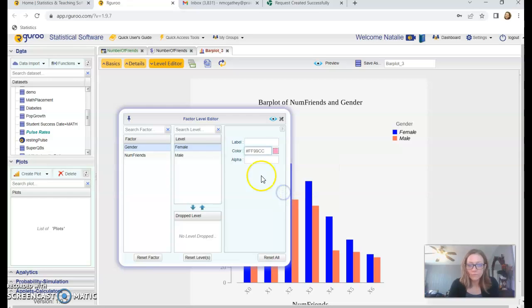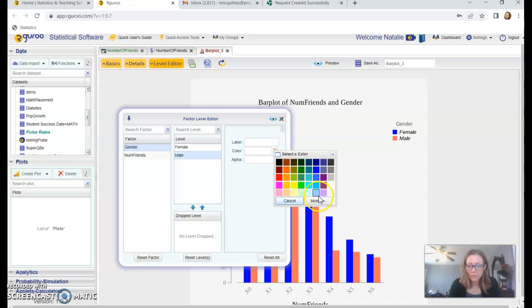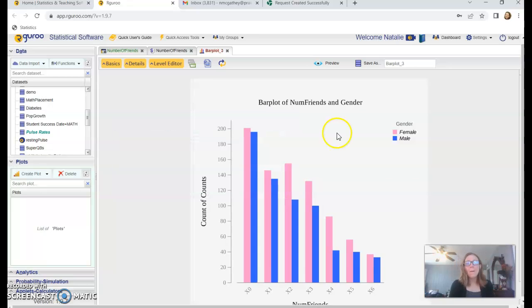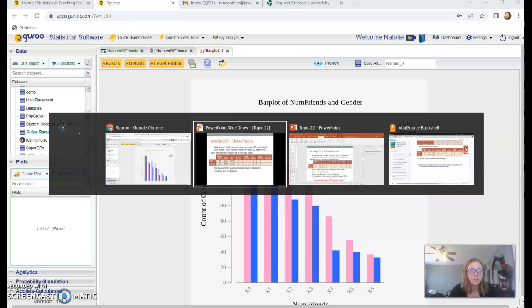And select male and select whatever color you'd like to represent the men. Again, I'm just going with gender norms here. It could be whatever you want. But okay, so if we're looking at the blue for the men and the pink for the female, just take a look at it and think about what you notice about these two distributions. You can pause the video, think about that, and write down your observations.